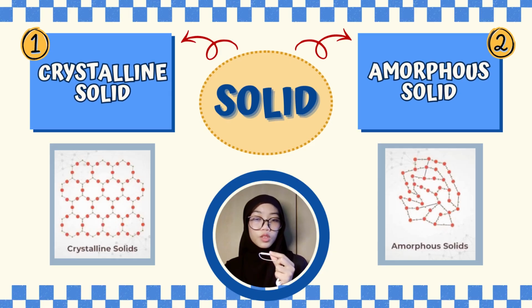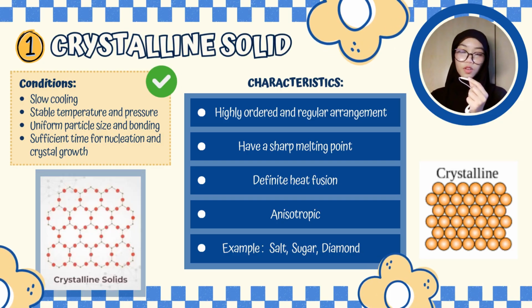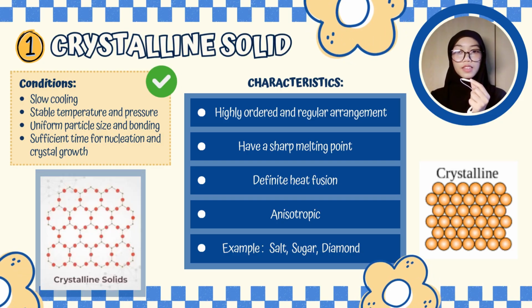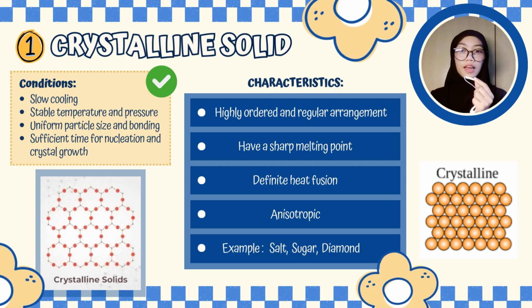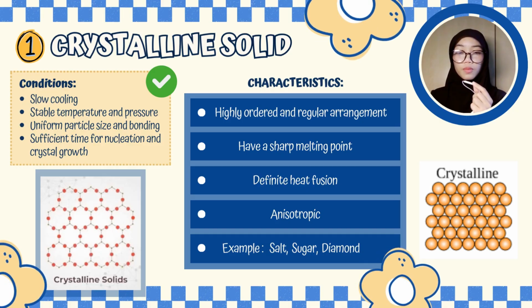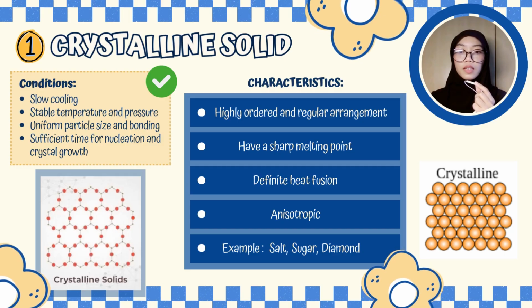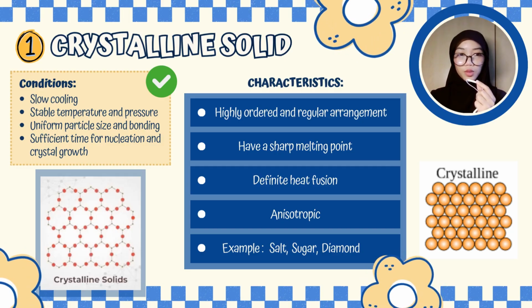Next, solid is composed of two types of arrangement, which are crystalline and amorphous. First, the conditions for a material to form a crystalline solid are that it needs to undergo slow cooling, and have a stable temperature and pressure. Next, the material must have a uniform particle size and bonding. And last but not least, it also needs enough time for nucleation and crystal growth.